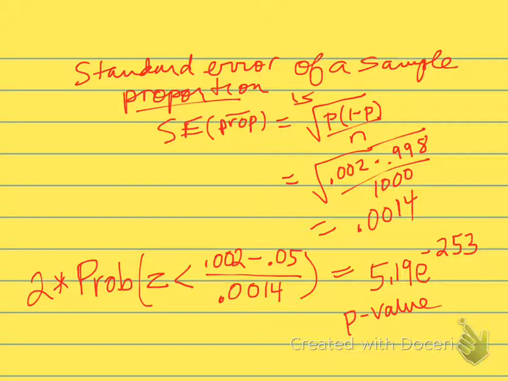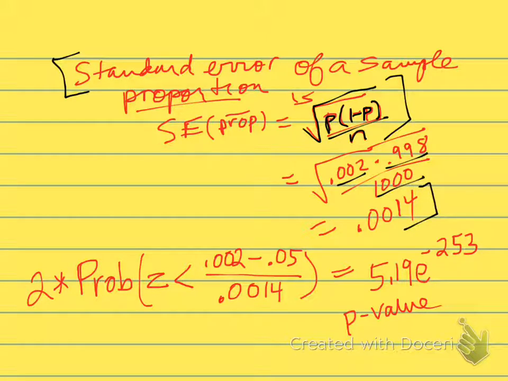So in order to construct our hypothesis test, to find that probability, we need to know what's the standard error of a sample proportion. And we can look that up. The standard error of a sample proportion is the square root of the sample proportion times 1 minus the sample proportion, divided by n. So we have 0.002 times 0.998, which is 1 minus 0.002, divided by 1,000, which is our sample size, and that gives us a standard error of the proportion of 0.0014.